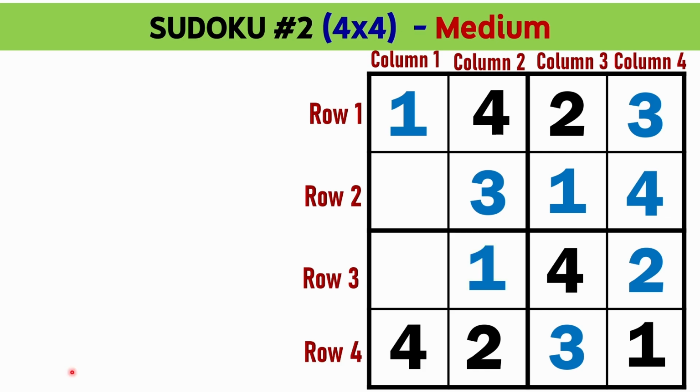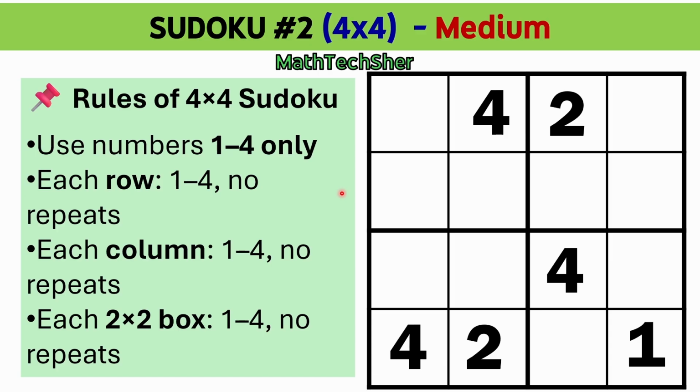In this row, row number 2, we already have 3, 1, and 4. That means the missing number is 2. Now in this row, row number 3, we already have 1, 4, and 2. That means the missing number is 3. Now we've completed the full puzzle, and that's how you solve a 4x4 Sudoku step by step.